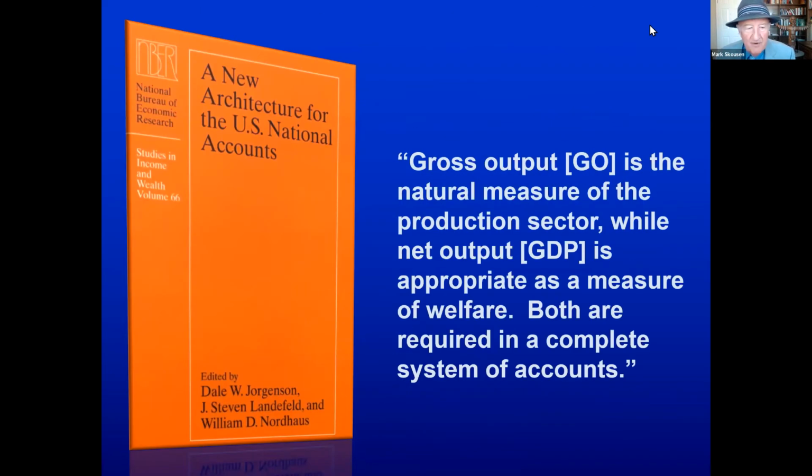And this is a great quote from a Harvard professor, Dale Jorgenson, Steven Landefeld, who was the director of the BEA in 2014, and Bill Nordhaus, the Nobel Prize-winning economist. "Gross output, GO, is the natural measure of the production sector, while net output, GDP, is appropriate as a measure of welfare. Both are required in a complete system of accounts." So if this is all new to you, it's because economists, the textbook writers, and the people writing papers and so forth have been slow in responding to other economists who have put forth information on GO.